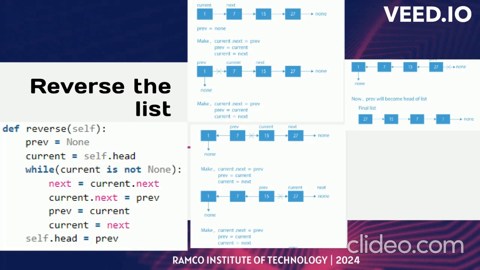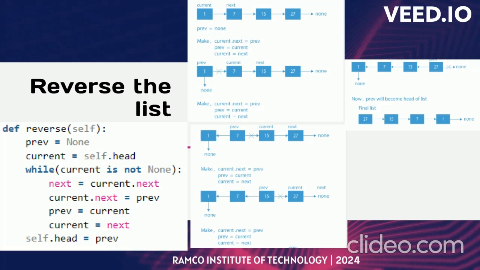To do this we need two variables, one is previous and another one is current. Initially previous will have a value of none and current will have the head value. Then we need a while loop because we have to traverse from the first node to the last node to reverse it entirely. While current is not none, if current has a none value it simply comes out of the loop. While current is not none, we have to do four steps. I will explain these four lines with this diagram.